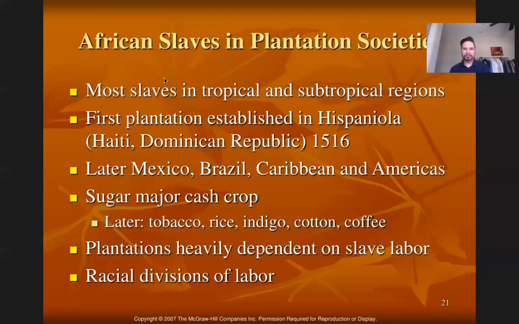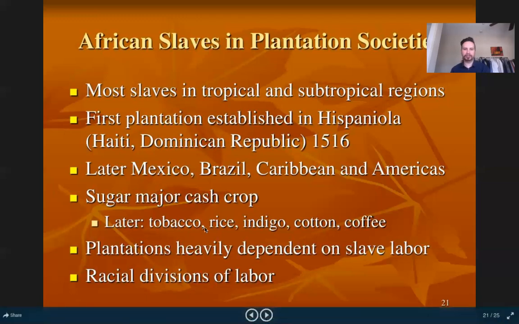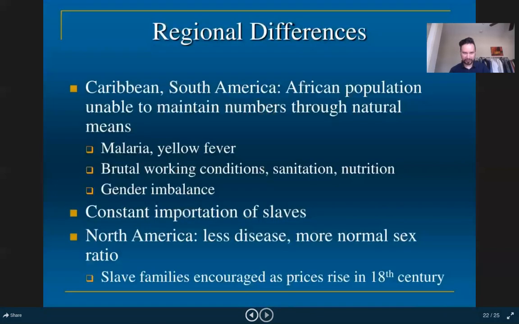So the first plantation was established in Hispaniola, which is now Haiti and the Dominican Republic, in 1516. But later on, they were created in Mexico, Brazil, the Caribbean, and the Americas. Sugar was a major cash crop, but later on they had tobacco, rice, indigo, cotton, and coffee plantations. And plantations depended heavily on slave labor. So there were racial divisions of labor that were created.